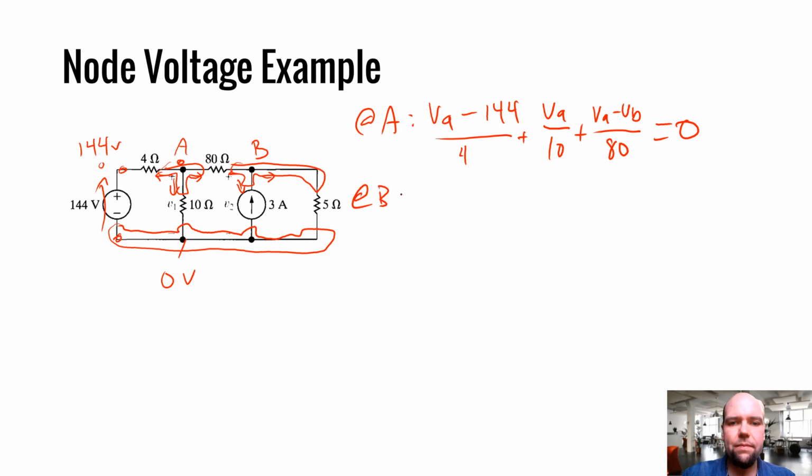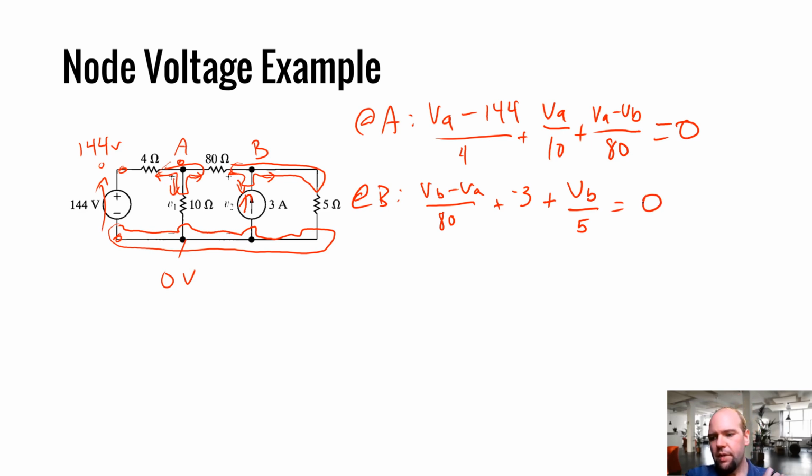Now we'll go around to B, and the current to the left is going to be VB minus VA divided by 80. And then the current down with this 3 amp supply is 3 amps flowing into node B. So if we want to know the current flowing out, which by convention we're writing the sum of the currents flowing out equals 0, if there's 3 amps flowing in, that means there's negative 3 amps flowing out. And then the current flowing to the right is going to be VB minus 0 divided by 5. And that equals 0. Okay, so this is looking pretty good so far.